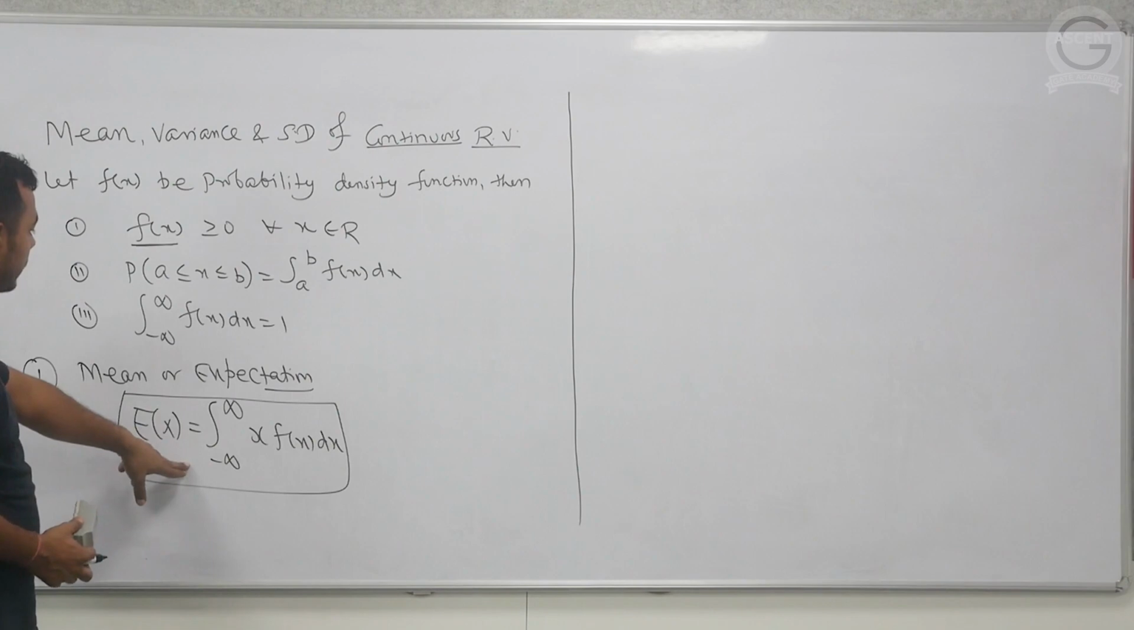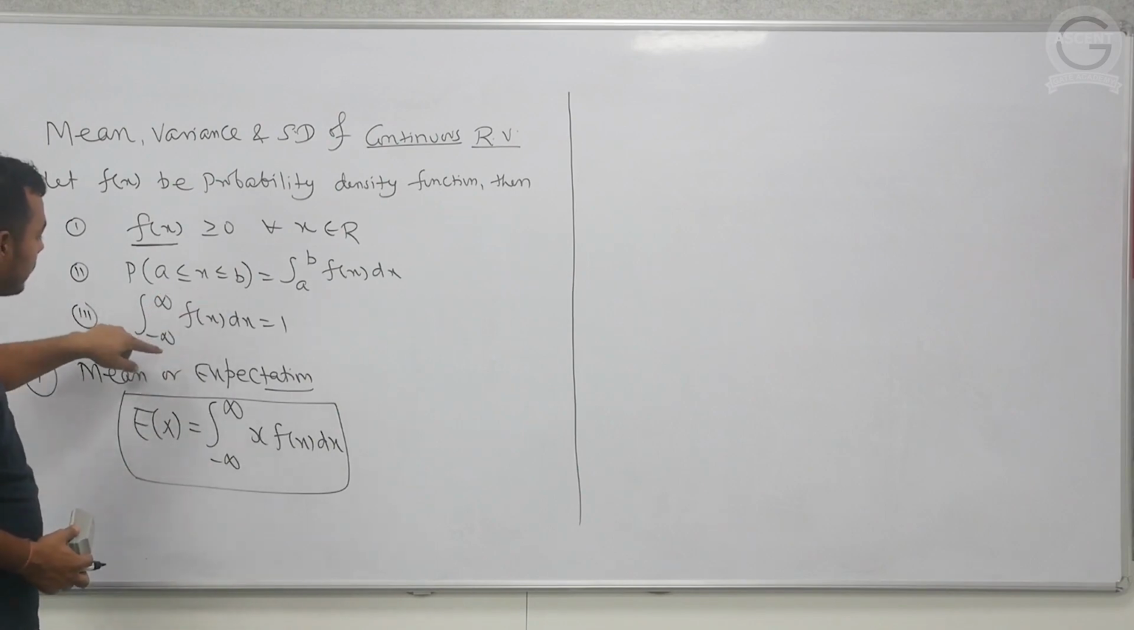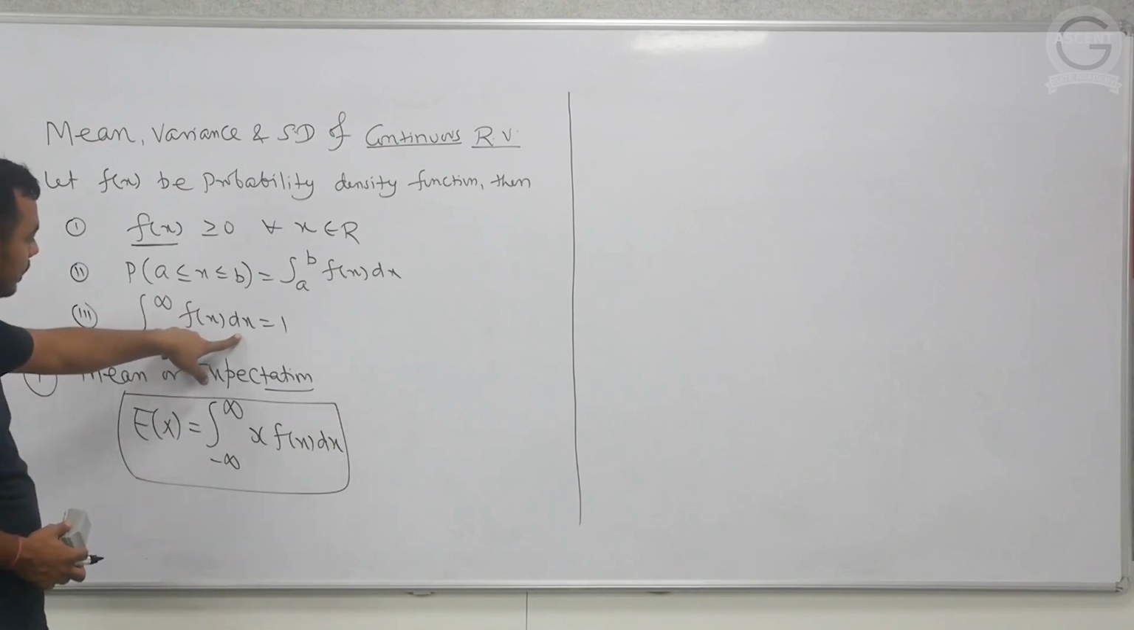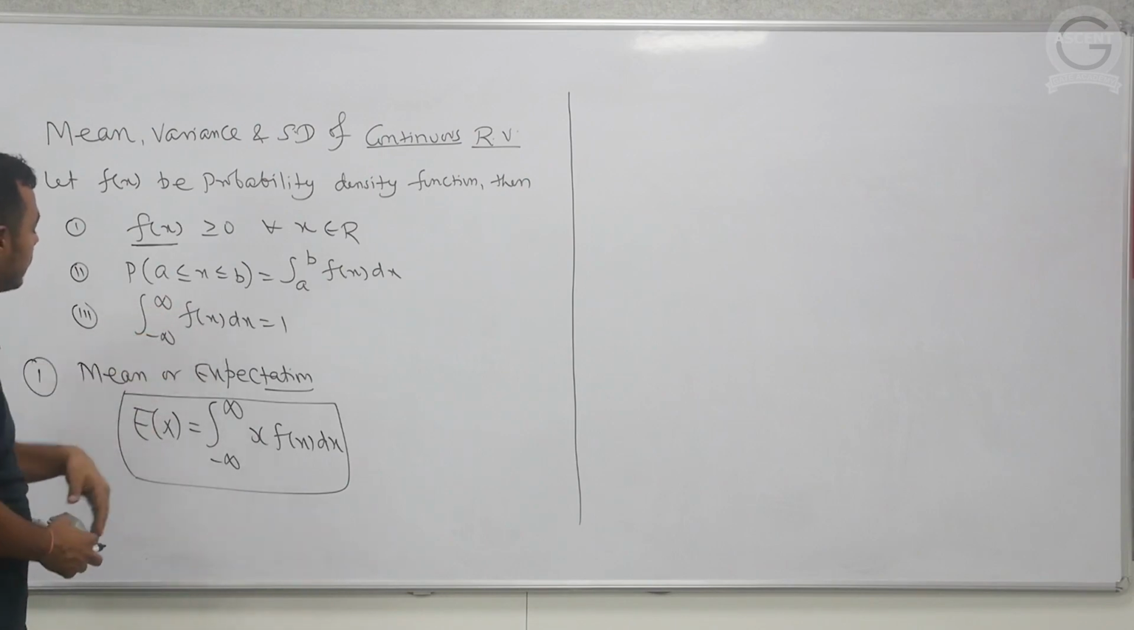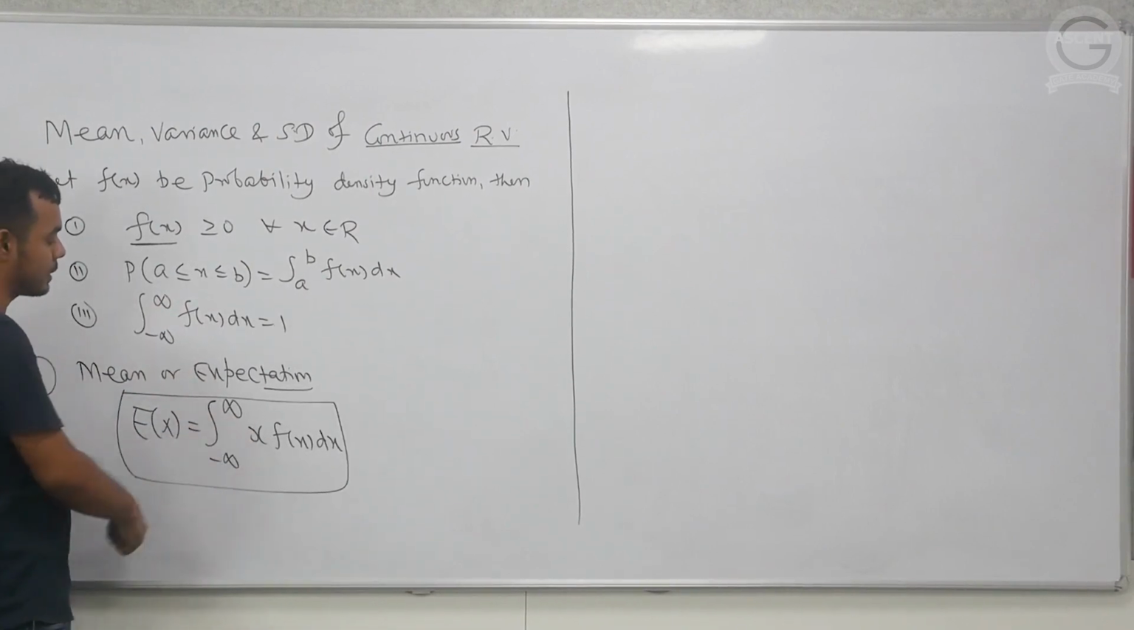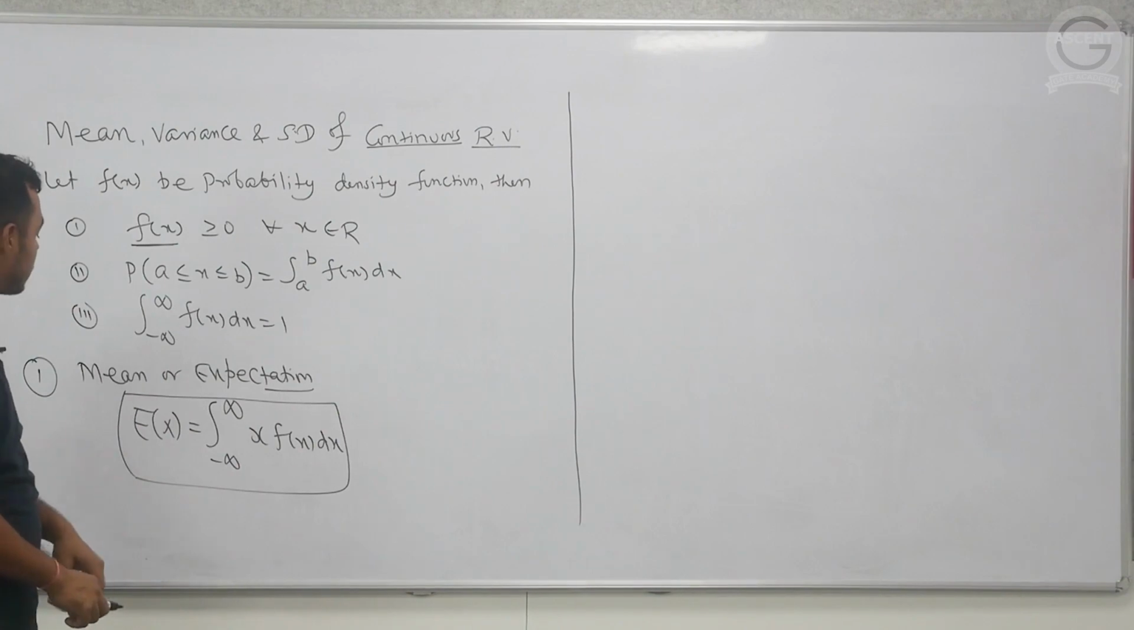So see, this one is similar to this third result. Here your left hand side is integration minus infinity to plus infinity fx dx. Now we are simply multiplying here by x. So this will give you the mean or the expected value.